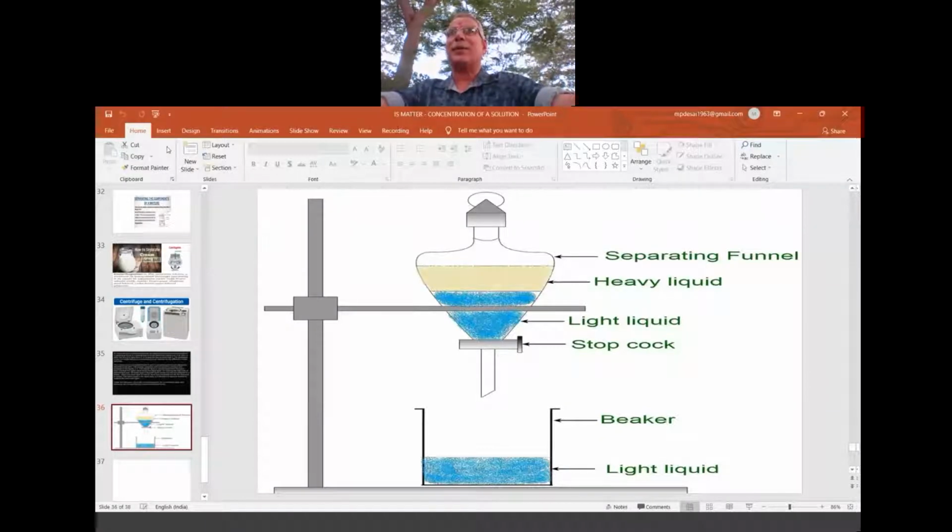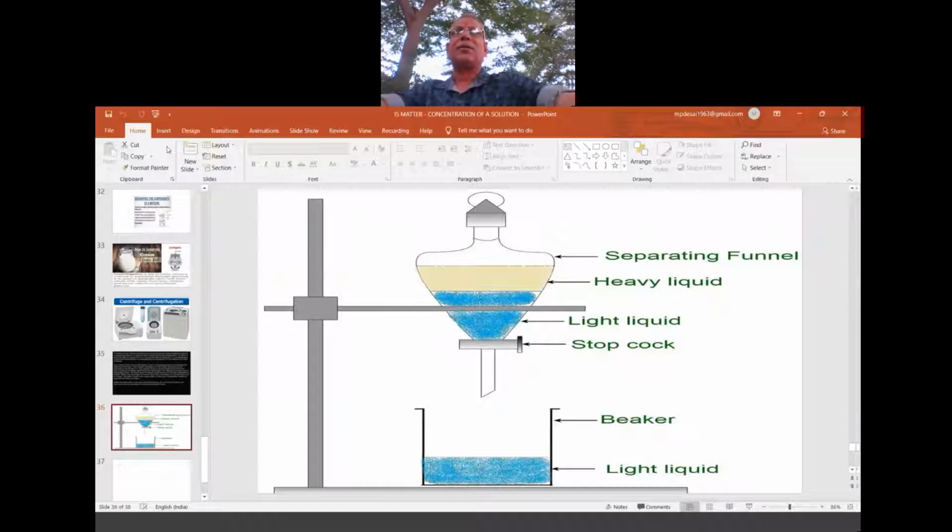Means they don't mix well. Water and ink they mix well, so for this it is not useful. Milk and water they mix well. Petrol and kerosene they mix well. So for such kind of liquids where they mix well, so they are soluble, this method is of no use. Only for those where we find immiscibility, they don't mix well.